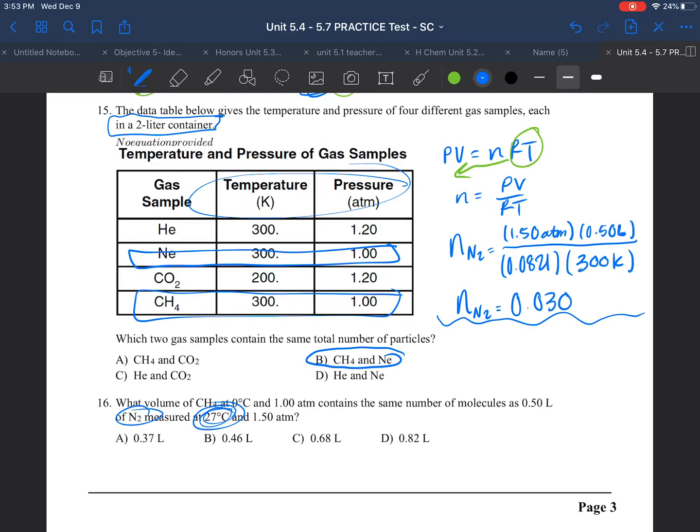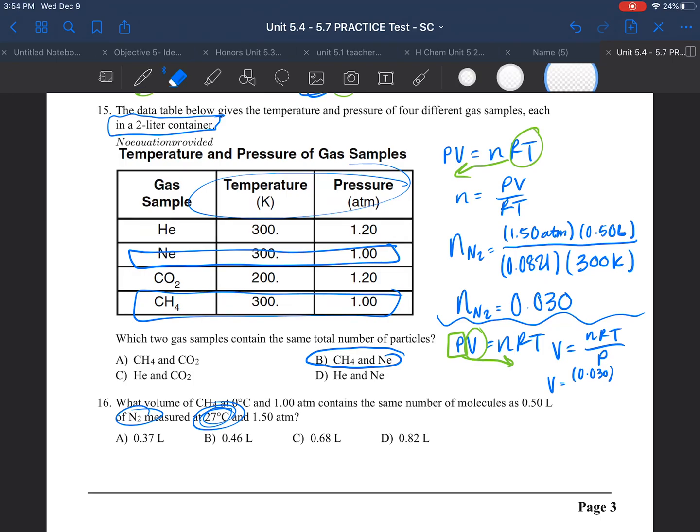So, for CH4, if we're looking at PV equals nRT, it's asking for volume, which means we have to solve for it. Move pressure to the denominator. Our new equation is V is equal to nRT over P. And if we plug our values in, we just calculated n as 0.030. I'm going to have to erase just for room's sake.